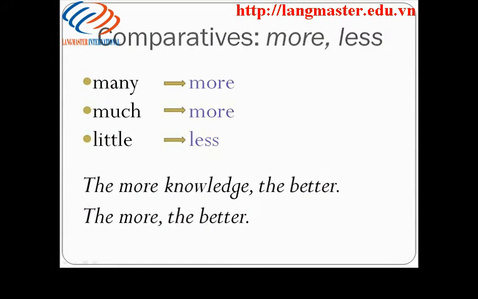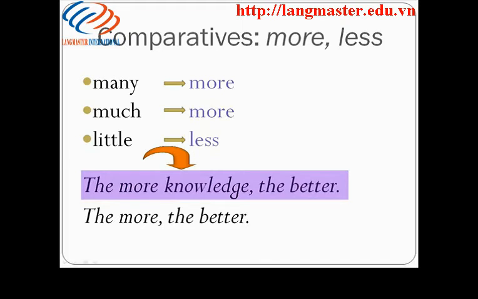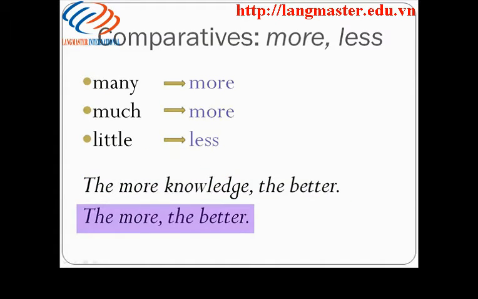Now let's talk about the words more and less. More is the comparative form of many and much. Less is the comparative form of little. These words that answer how much or how many can be placed before a noun, as in the more knowledge, the better. Or they can stand alone, as in the more, the better.